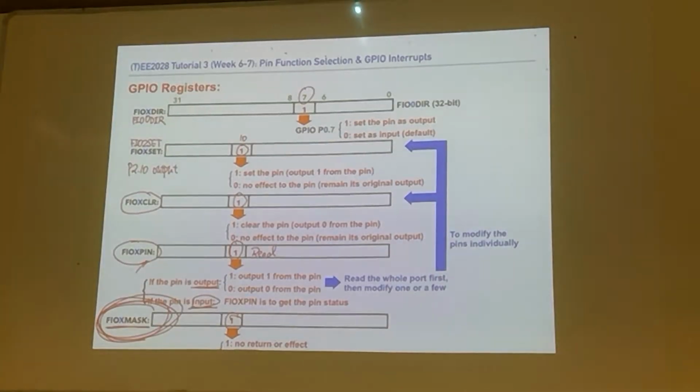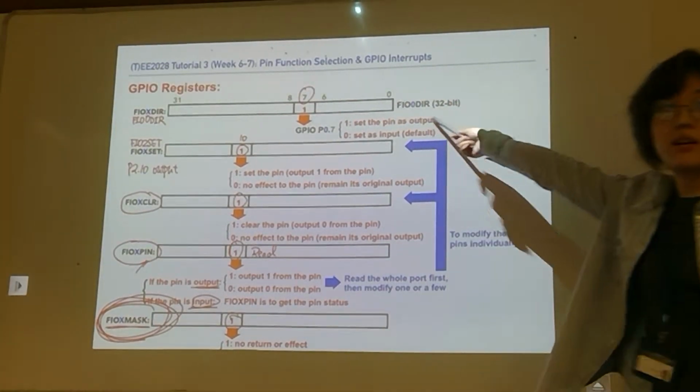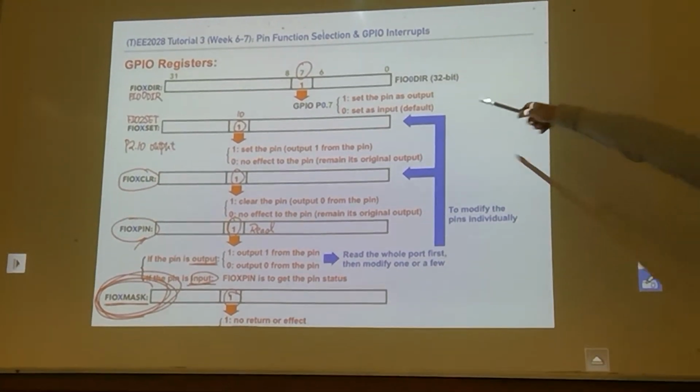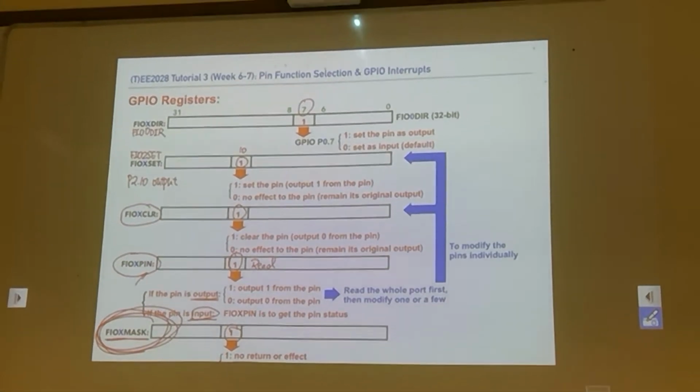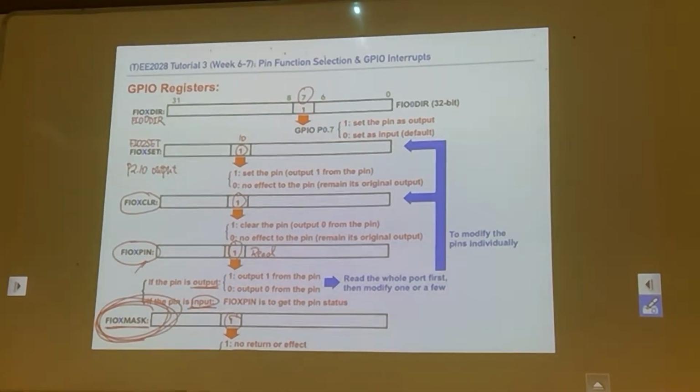See here, the first one is the direction register. If you write 1, you set the pins as output. If you write 0, you set pins as input. So here, what am I doing?